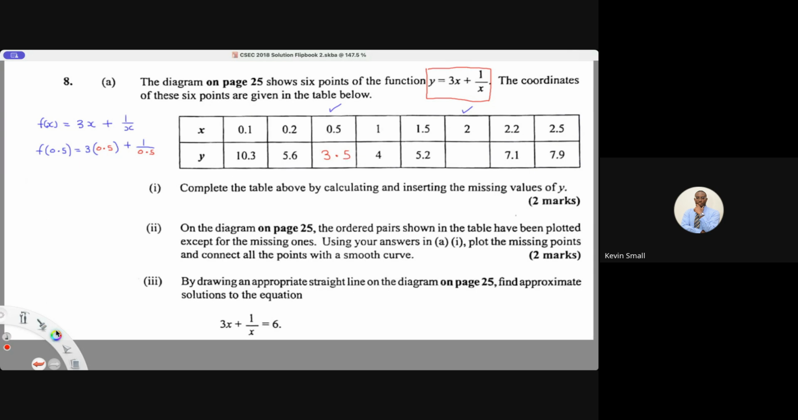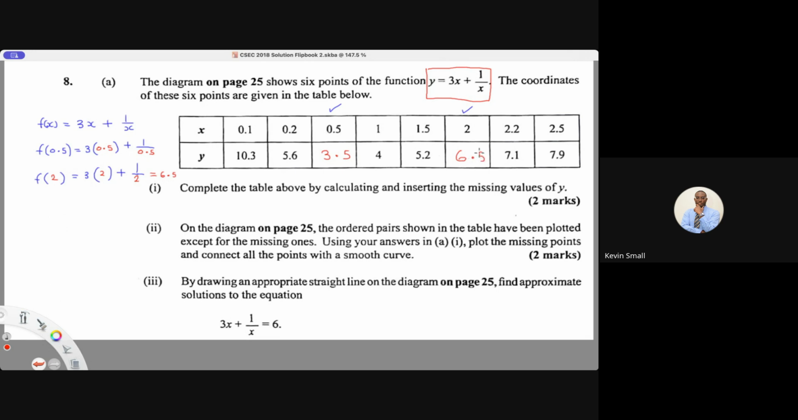And for those that still needed a little extra help, let me do the second one, f of 2. You're plugging in 2 into the function. Three times 2 plus 1 over 2. And the answer, if done correctly, is 6.5. And that goes in the table here.